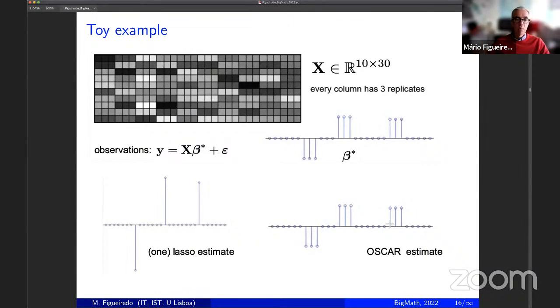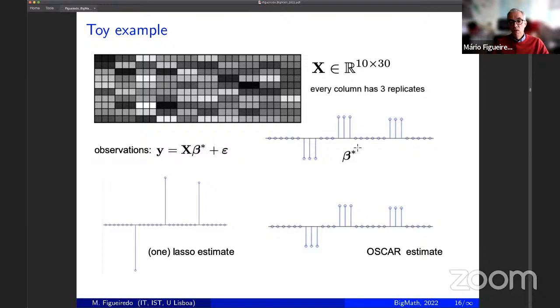So suppose this is the design matrix that we have, just as an example, of course. The variables are equal in groups of 3. They're all together, but they could be in any other position, just for illustration purposes. And suppose your true beta, so the data was generated by taking this matrix and multiplying by this beta. Only these 3 groups are active in the actual beta star, the true beta.